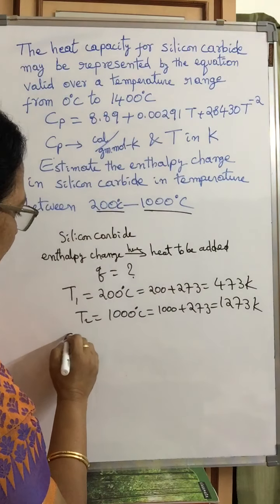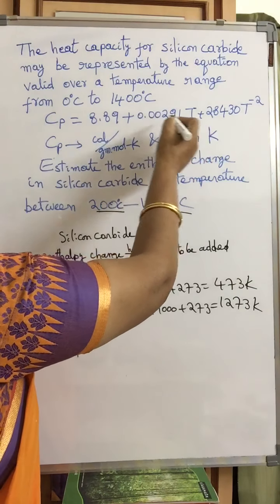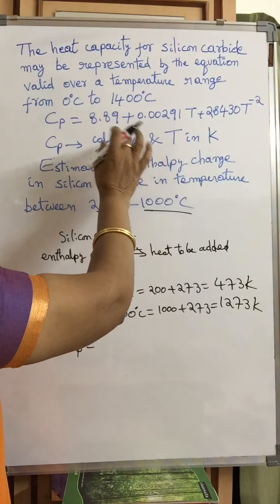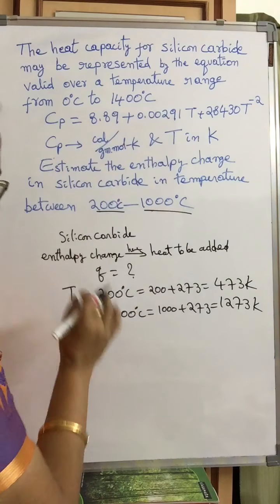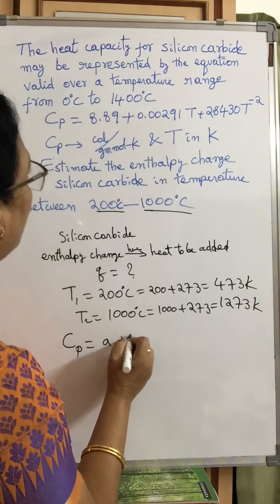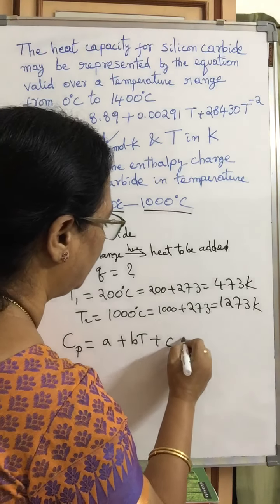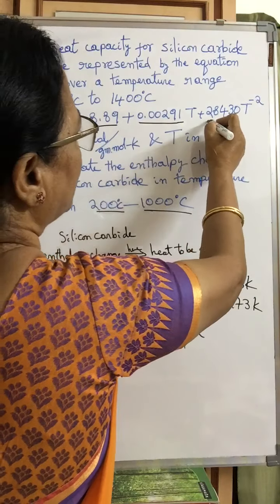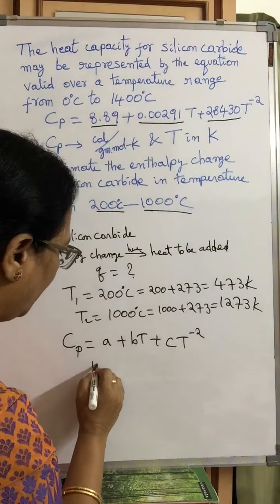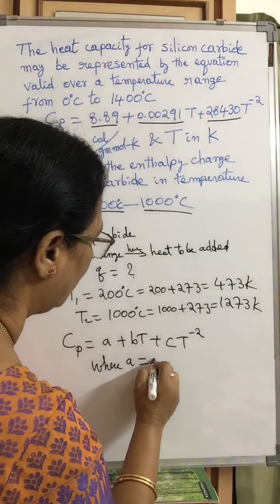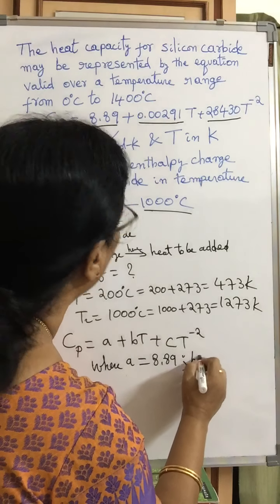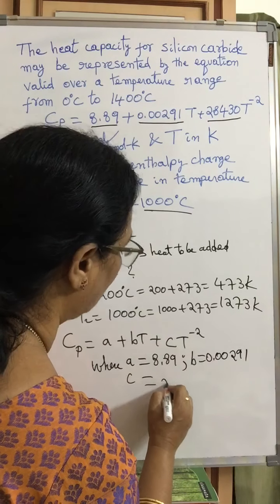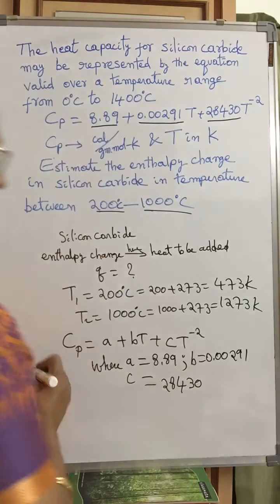Then what is CP? CP is given like this. You write A plus BT plus CT power minus 2. I already explained in the last class problem: when directly numerical values are given like that, you take A, B, C in that place. A plus BT plus CT power minus 2, this is A, this is B, plus C, T power minus 2. Now you write where A is equal to 8.89, B is equal to 0.00291, and C is equal to 28430.